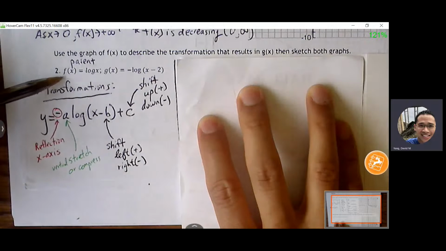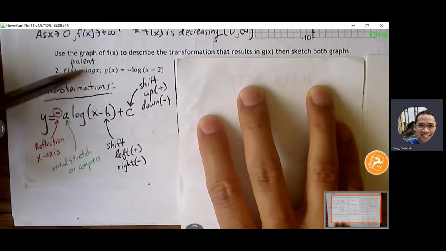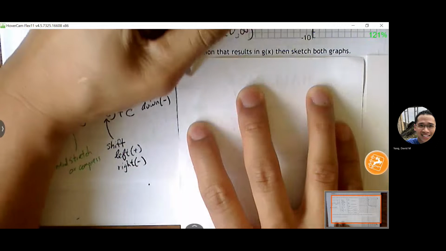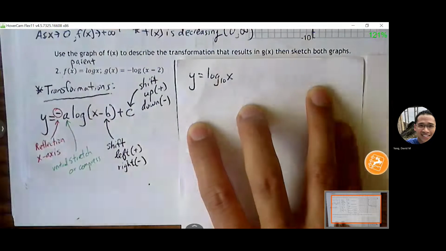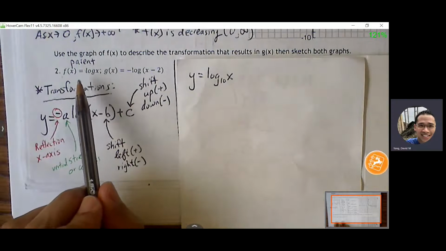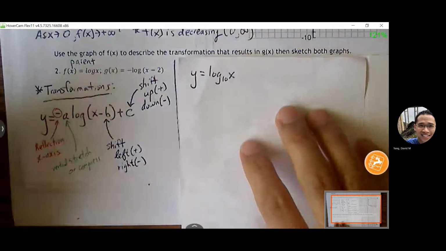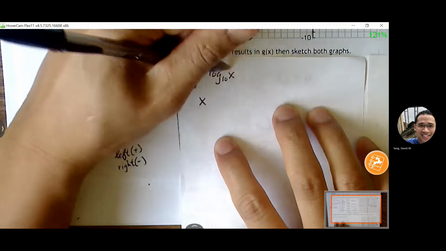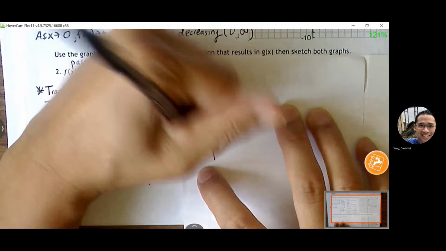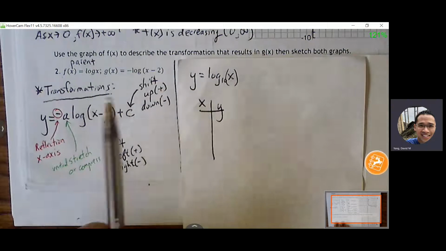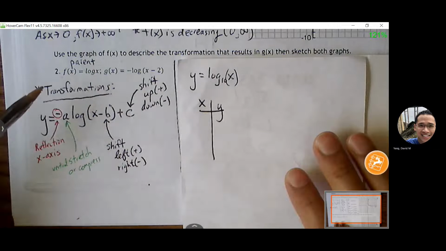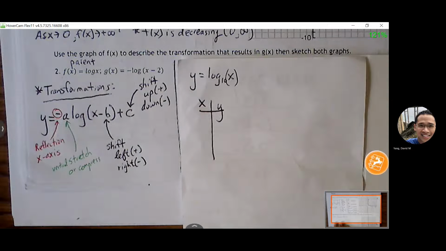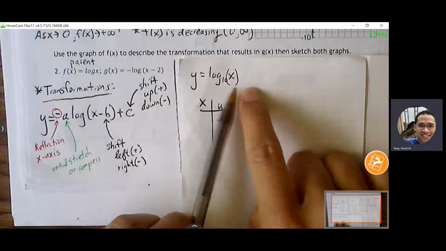So let's start off with a table of values for this log, because we're going to graph both these functions. So let's do log base 10 of x first. This is my parent graph, right? Okay, I'll put parentheses. All right. Where's my vertical asymptote going to be for my parent graph? 0, right? You set the parentheses equal to 0.